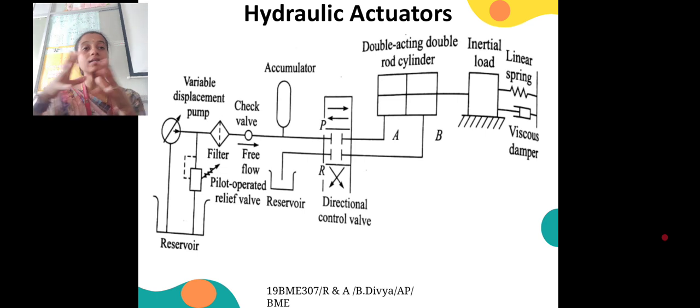As I told you, in the block diagram, what are the things present? It is the same one. We have a variable displacement pump, reservoir, check valve, filter, and an accumulator, which is used to store the oil. When we have a limited amount of source, we can use the stored source present in the accumulator. Then the double acting cylinder, inertia load, and linear spring.